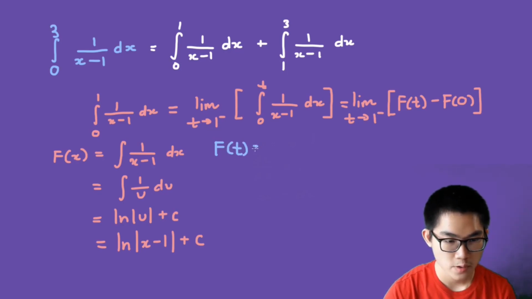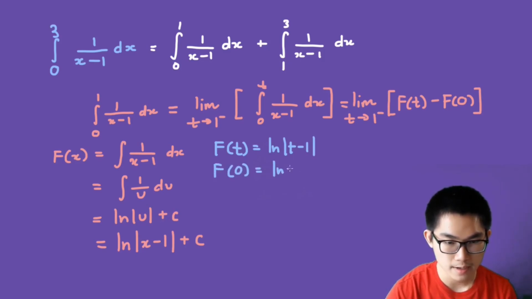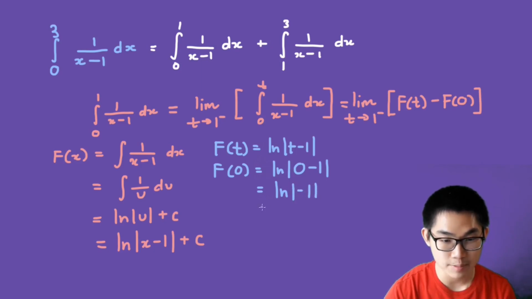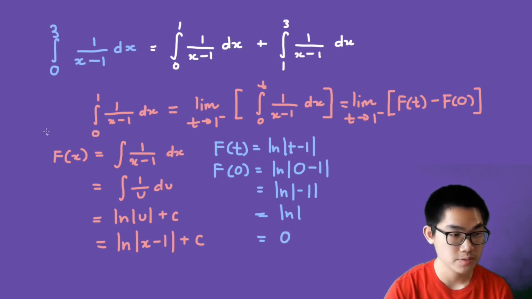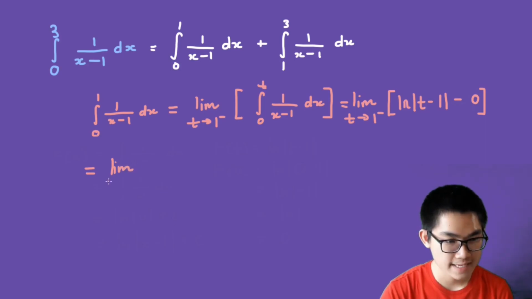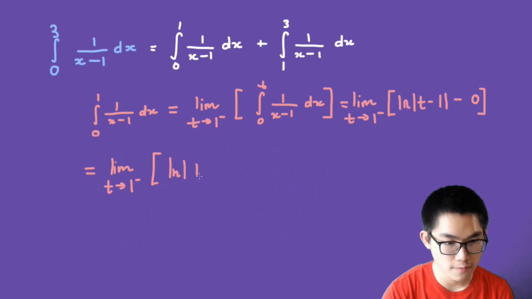So what is f of t? Well, f of t would be ln of the absolute value of t minus 1, and f of 0 will be ln of the absolute value of 0 minus 1. That's going to give us ln of the absolute value of negative 1. Since this is an absolute value, we get ln of 1, and remember, ln of 1 is just 0. So f of 0 will give us 0. We get the limit as t approaches 1 from the left side of ln of the absolute value of t minus 1. And then we can close the bracket right there.